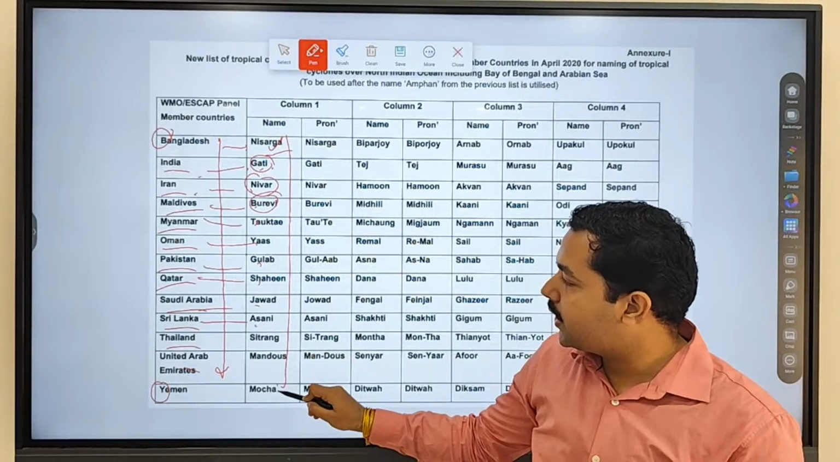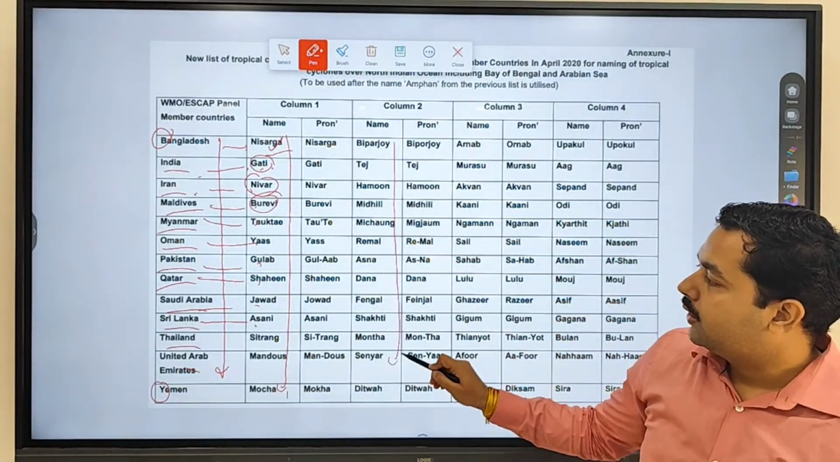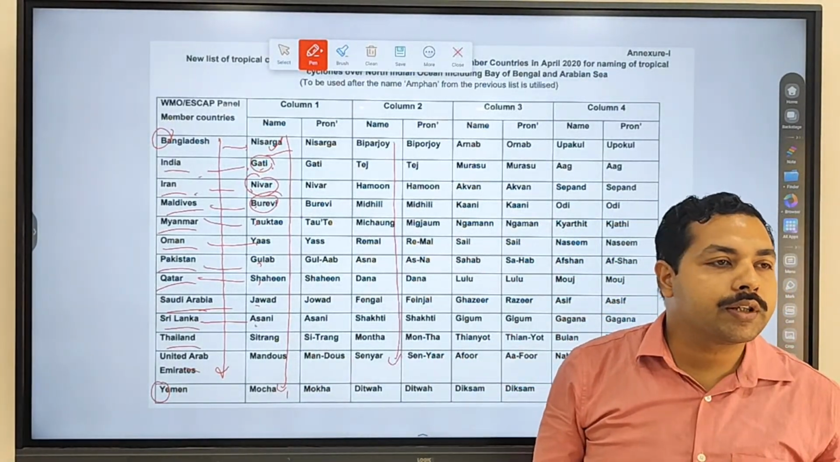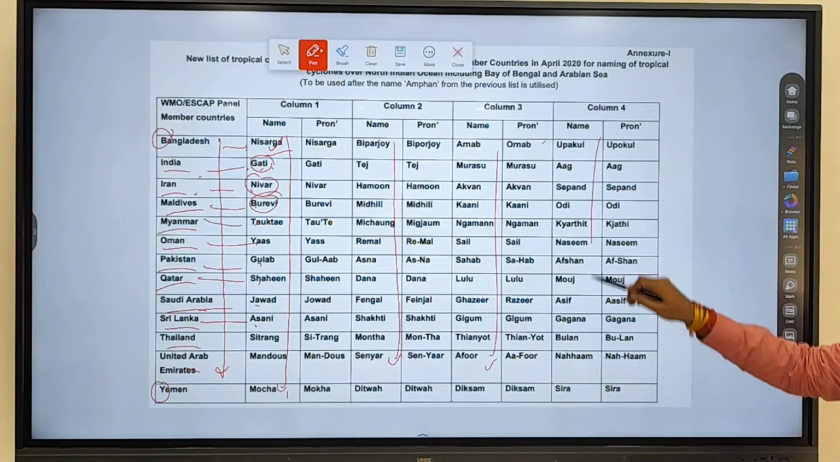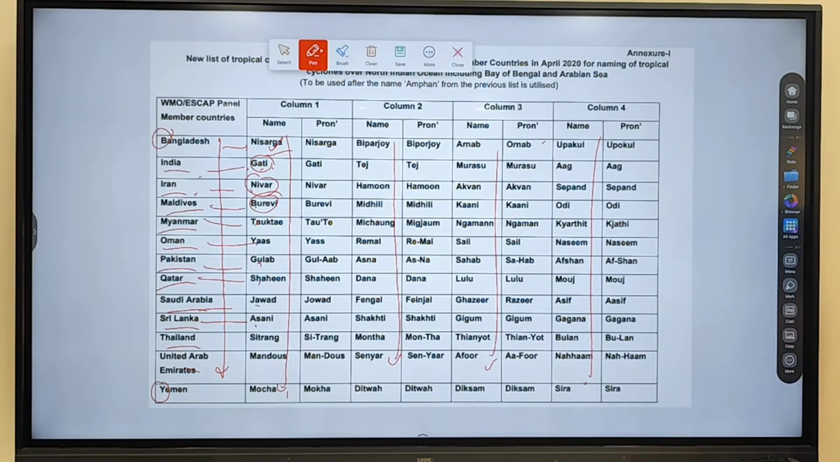If this is exhausted, then we'll go to the next set of names. Then we'll go to the next set of names again. This is how cyclones are being named in the Indian Ocean region. Clear? Any doubt regarding this one?